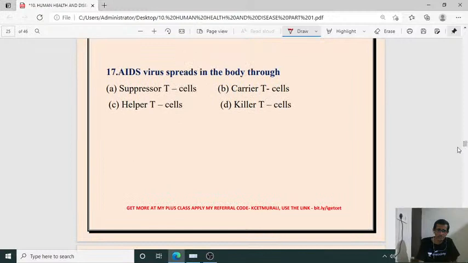And 17. AIDS virus spreads in the body through which kind of cell? Which kind of cell is going to be helpful for the spreading of HIV in our body? That is the helper T cell. Through helper T cell we can observe the spreading of the HIV.